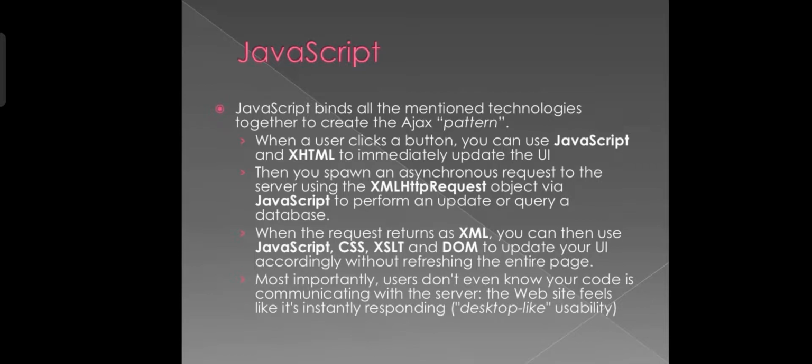JavaScript blends all the mentioned technologies together to create the Ajax pattern. When a user clicks a button, you can use JavaScript and XHTML to immediately update the UI. Then you spawn an asynchronous request to the server using the XMLHttpRequest object via JavaScript to perform an update or query a database.